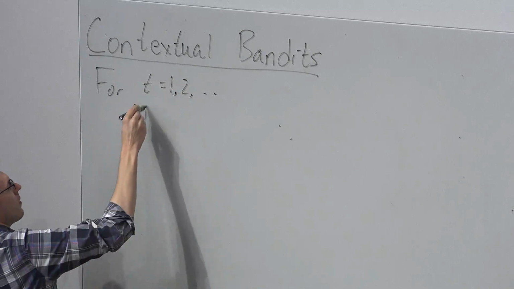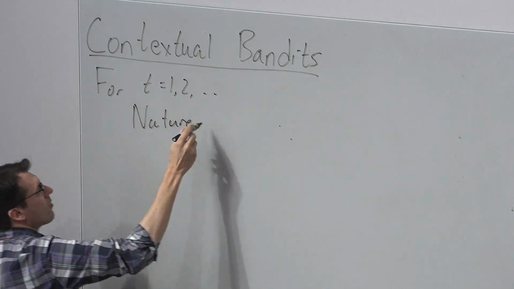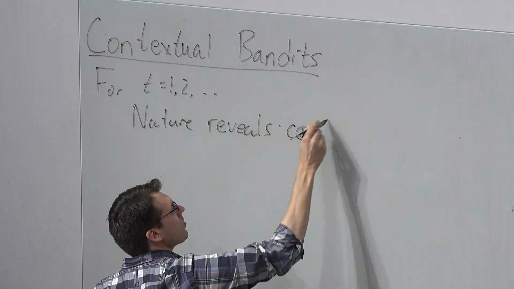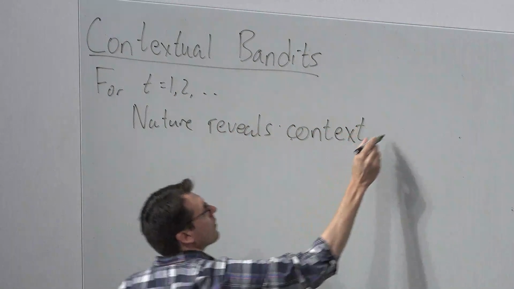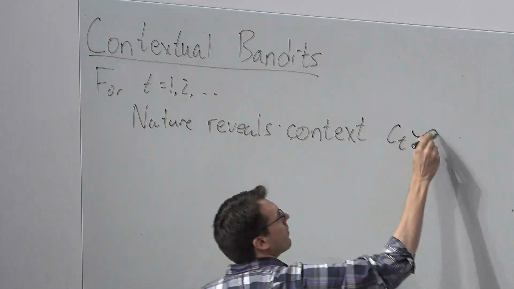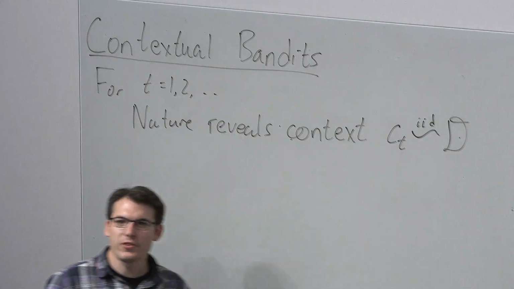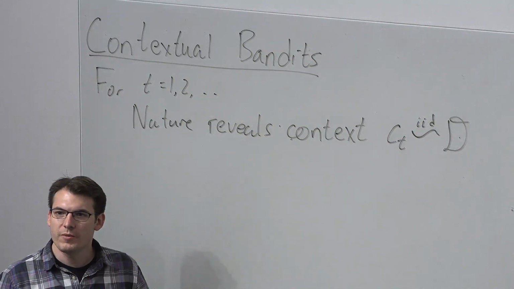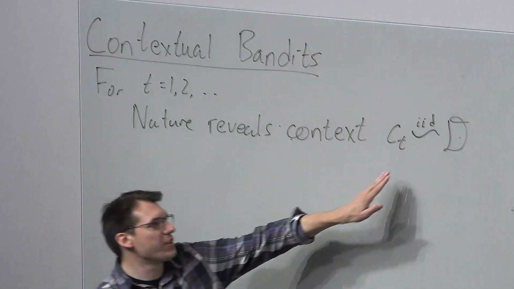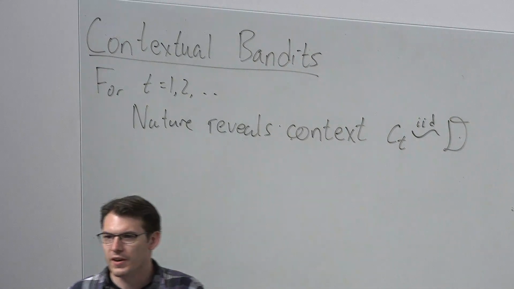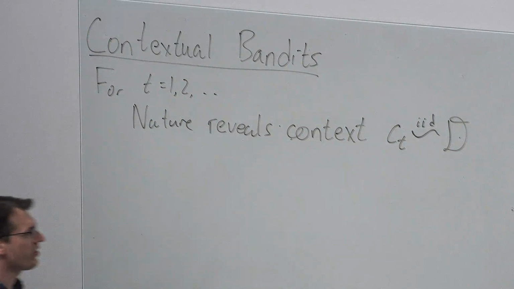nature reveals a context. And just for simplicity, in this lecture, I'm going to assume that contexts are drawn IID from some distribution. So this could be just say like some vector in R^d drawn from some IID, some stationary distribution. That assumption can be dropped, but just for simplicity, we're going to assume that today.